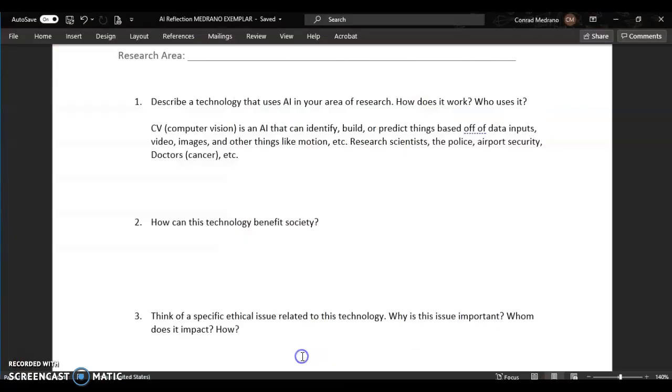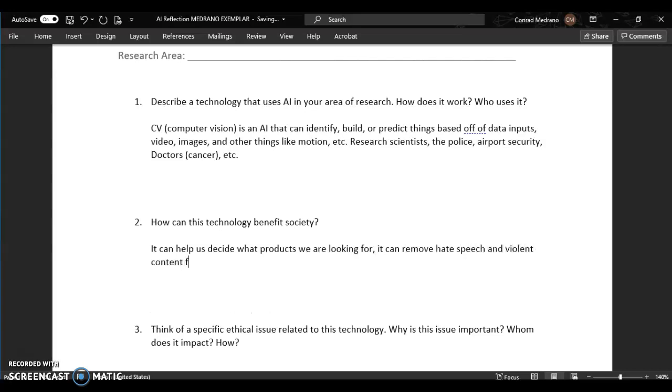So if we just go back to the reflection, how can this technology benefit society? So benefit, right? It can help us decide what products we are looking for. What else? It can remove hate speech and violent content that would expose people to, we're just going to say, psychological harm. Okay.